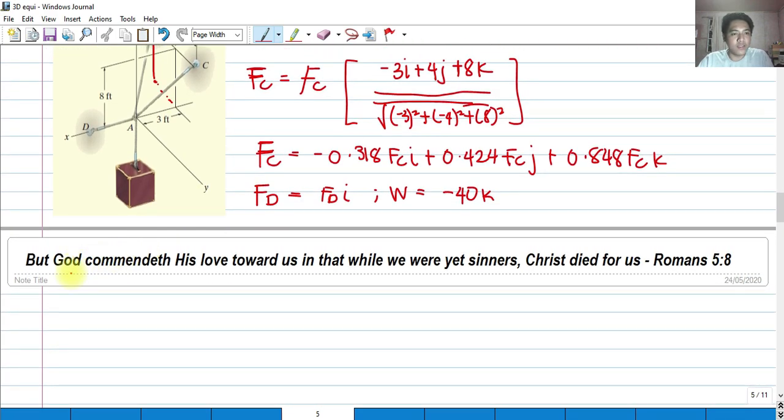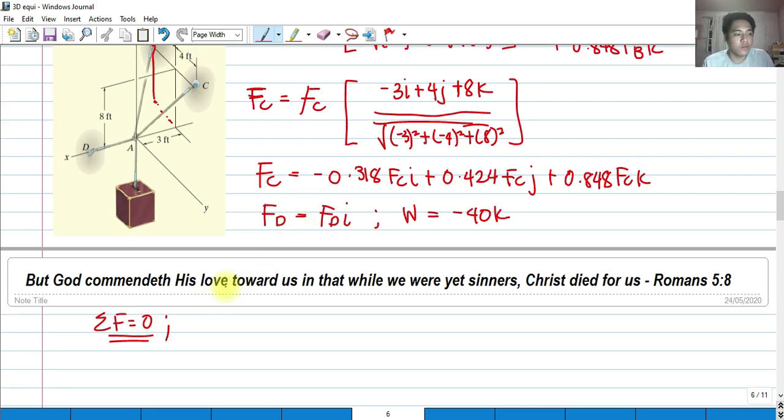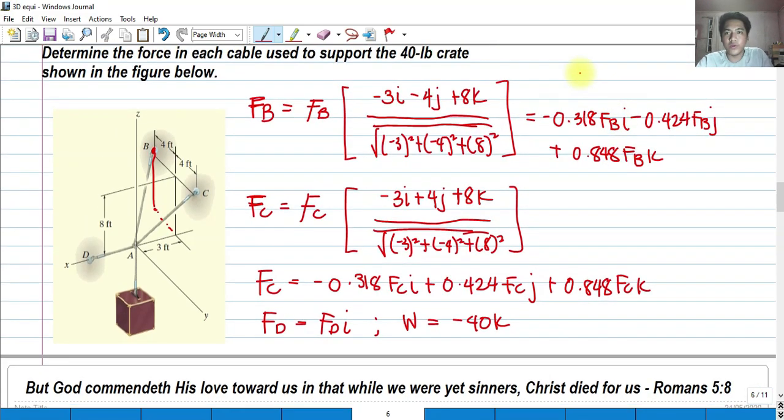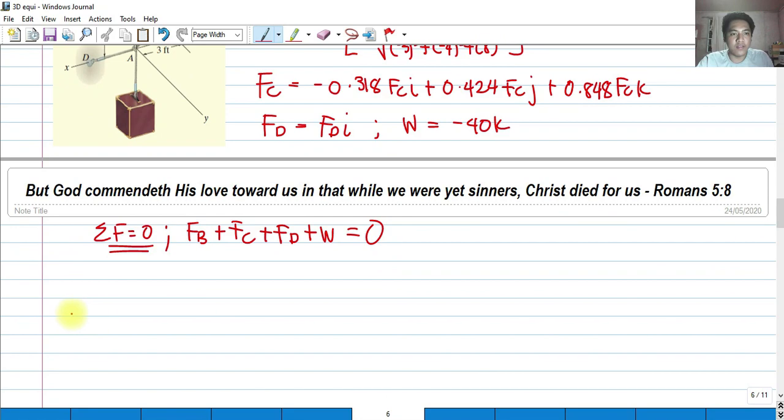So what is the condition for equilibrium? The summation of all the forces should equal 0. Hence, F sub B plus F sub C plus F sub D plus the weight should equal 0. So what are we going to do? We're going to simply add up all of those components.